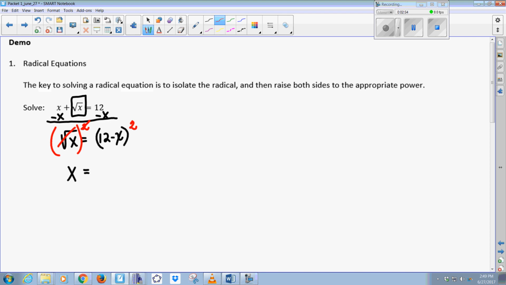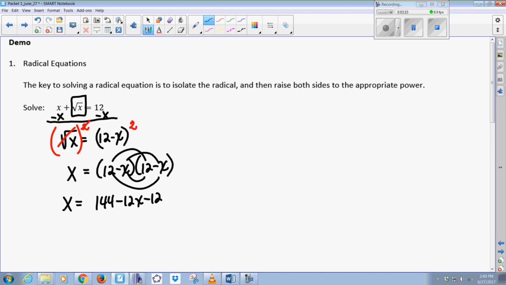Now the right-hand side is a binomial, 12 minus x, it's two terms being squared. So you've got to be really careful here and not use inappropriately an exponent property because this is subtraction, the base is subtraction. So you want to multiply this out using the definition of what it means to square a quantity and then apply your distributive property twice. So we get x equals 144 minus 12x minus 12x plus x squared. When we simplify the like terms on the right-hand side, we get 144 minus 24x plus x squared.